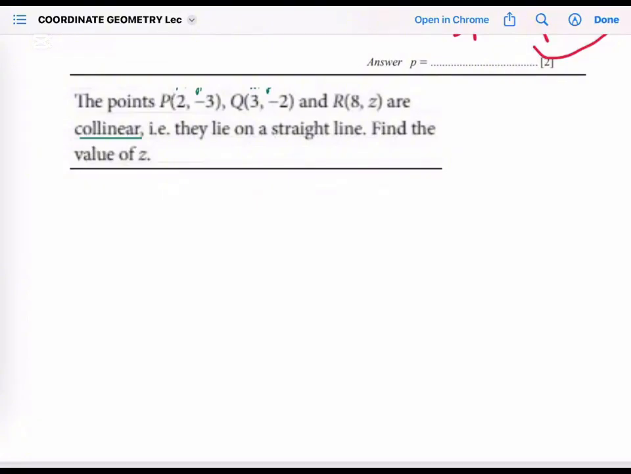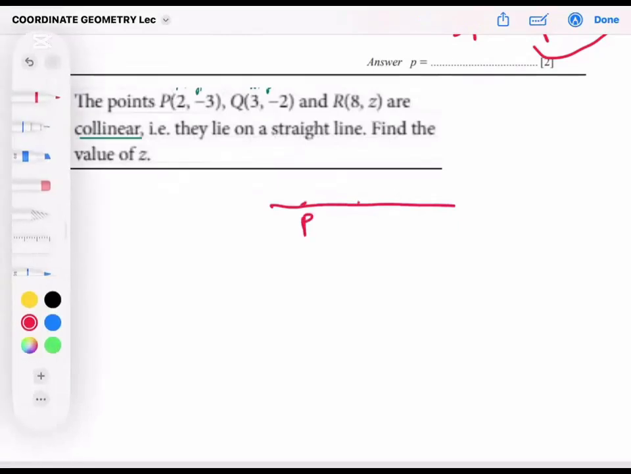Collinear points mean all these points are lying on the same line. For example, we have a straight line. All these points are lying on the same line. So this is known as collinear points. Okay, got it? What is a collinear point? So this means that they all are lying on the same line, so their slope will be equal.